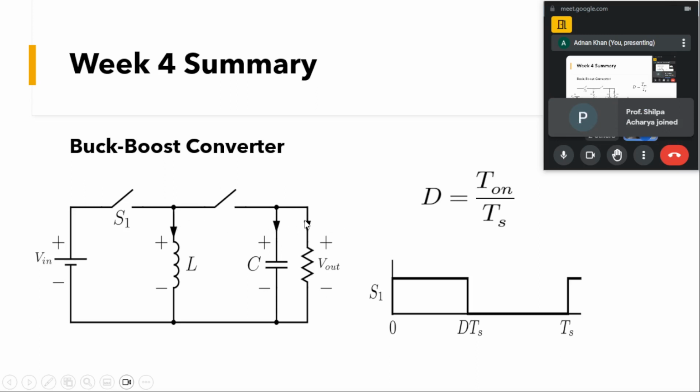We have also shown the direction of the current. If the current flows in this direction, the current is positive. If the current flows in the opposite direction, the current is negative.